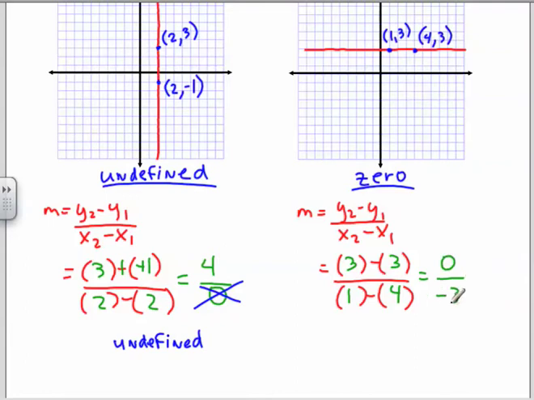Now guys, the answer to this question is not 0 over -3. The slope of this line is just 0. 0 over -3 is equal to 0. Just as the one in A is not 4 over 0, the answer to that question is undefined. That's what we say. Alright? Good job, guys.